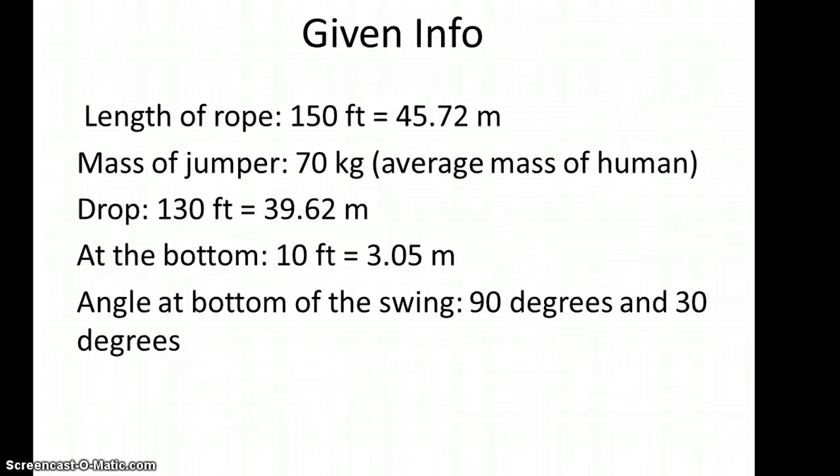The given and estimated info that I saw from the YouTube video was that the length of the rope is approximately 45.72 meters, and the mass of the jumper that I chose was 70 kilograms, which is the average mass of a human. The drop is 39.62 meters straight down, and at the bottom, the jumper misses the ground by 3.05 meters. And we also calculate at two angles: straight down at 90 degrees and 30 degrees from the bottom of the swing.